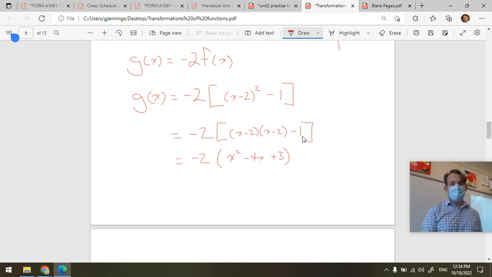Oh, so that's like standard form. This is standard form f of x. I've just converted it from vertex form because you gave me f of x's equation in vertex form, so you gave me extra work to do. Thanks very much. And now I'm going to multiply everything by minus 2. So this is equal to negative 2x squared plus 8x minus 6. That's g of x. Oh, so that's the one.